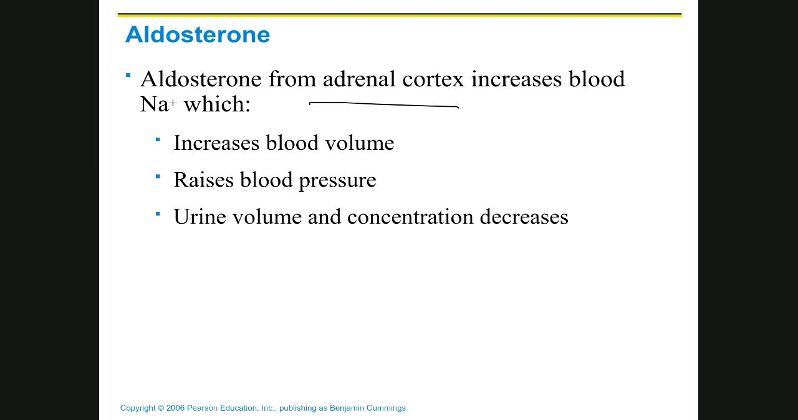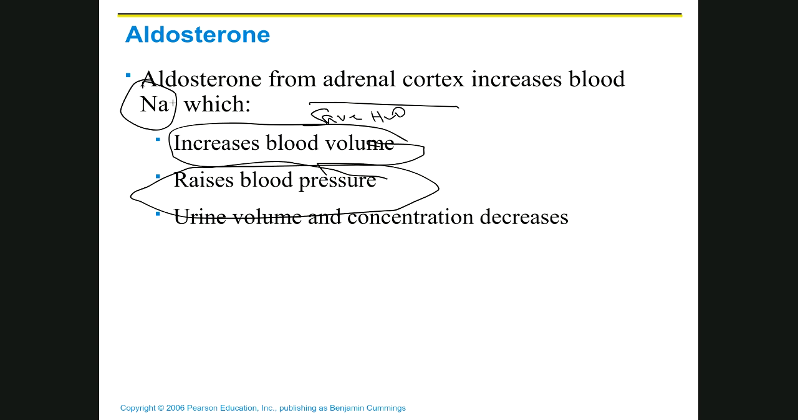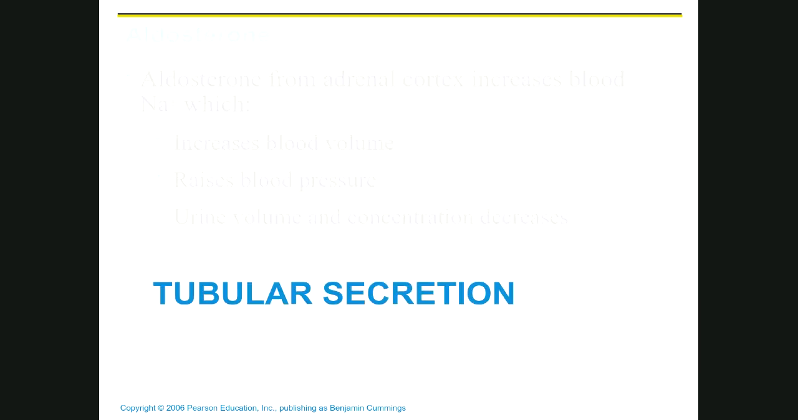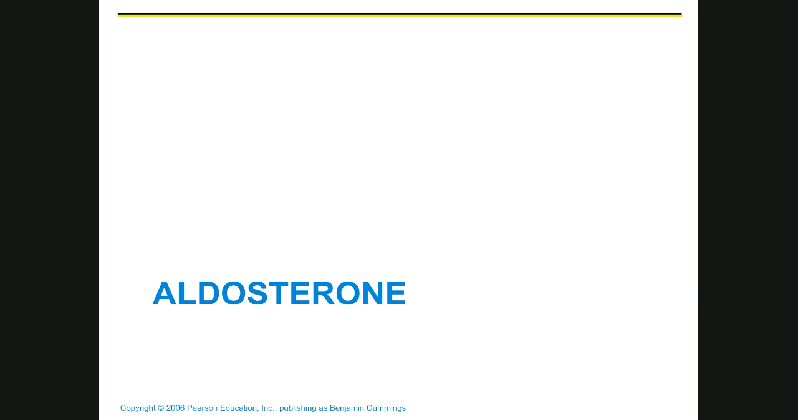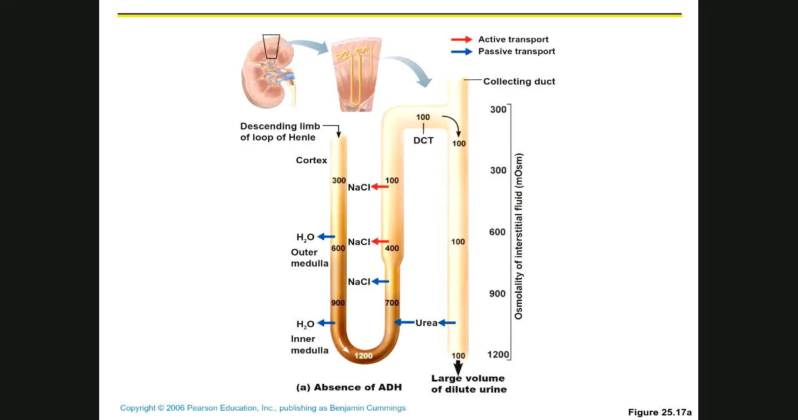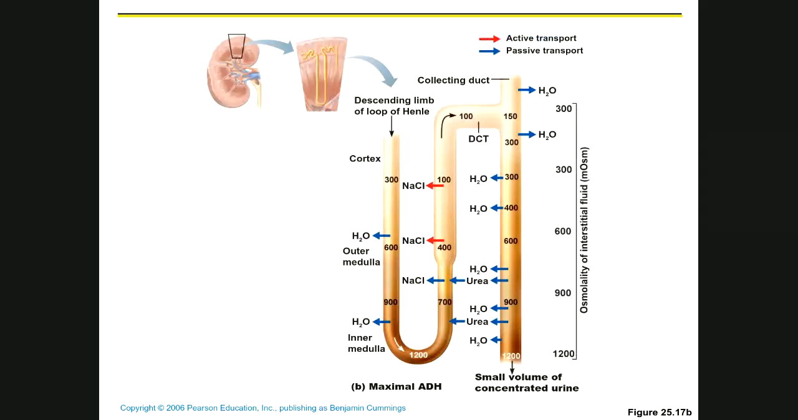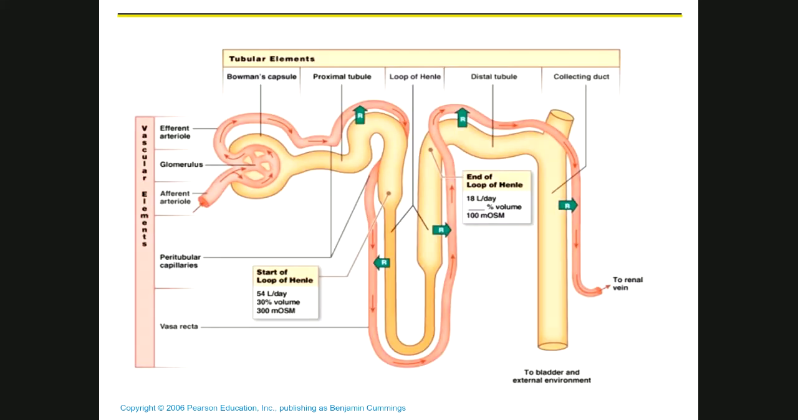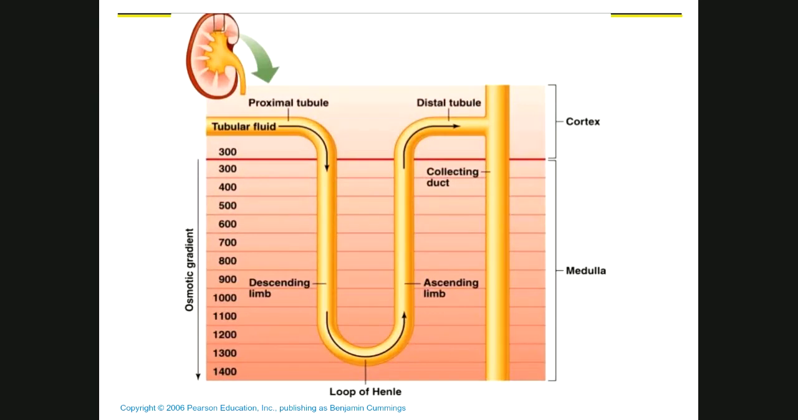We're going to save the sodium, which is going to also save water. And then we save water. It's going to go into the blood, so we're going to increase blood volume. We're going to increase blood pressure. Well, that water had to come from somewhere, so it came out of the urine. So urine volume goes down. And so it happens in the same part of the tube. It happens right here in this collecting duct.